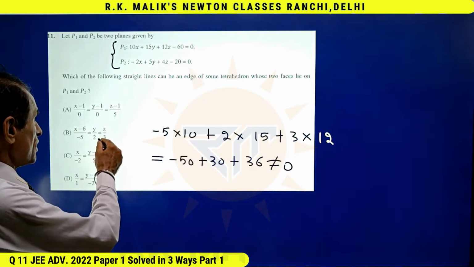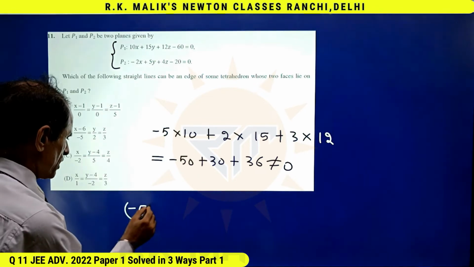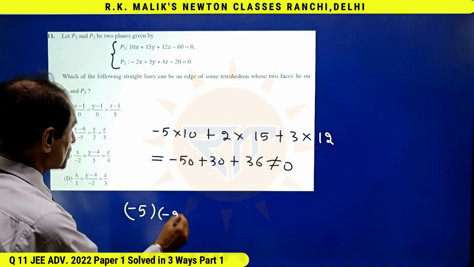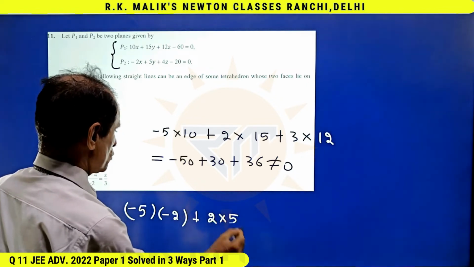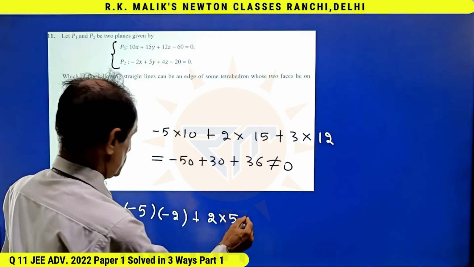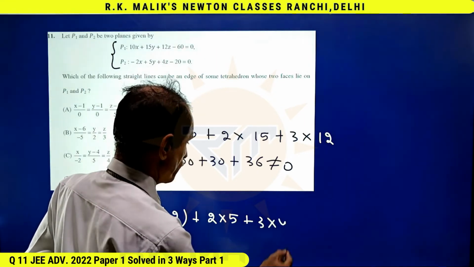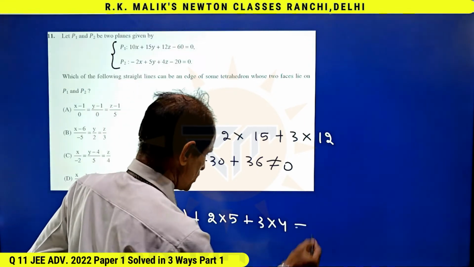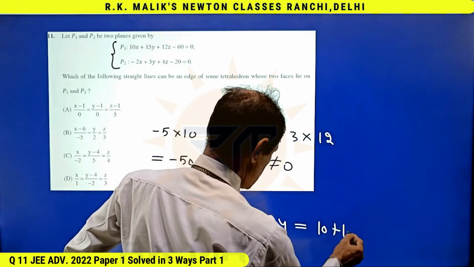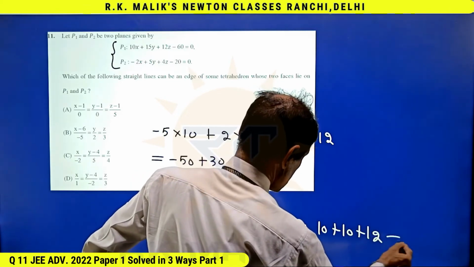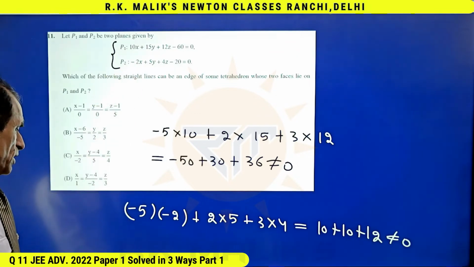Similarly, to check whether this line is parallel to this plane or not, I'll find the value of minus 5 into minus 2 plus 2 into 5 plus 3 into 4, which is equal to 10 plus 10 plus 12, which is non-zero. Hence, this line is not parallel to this plane.